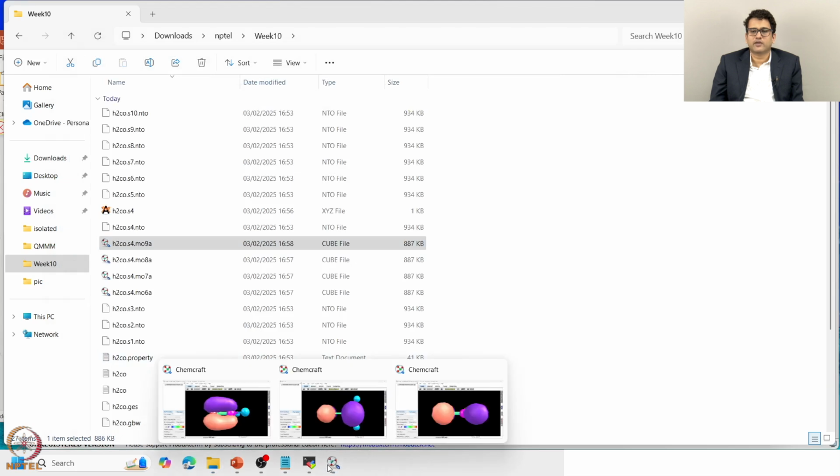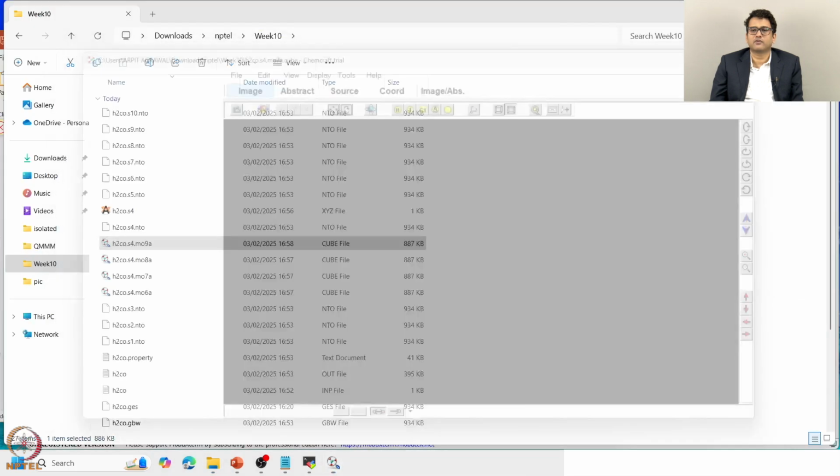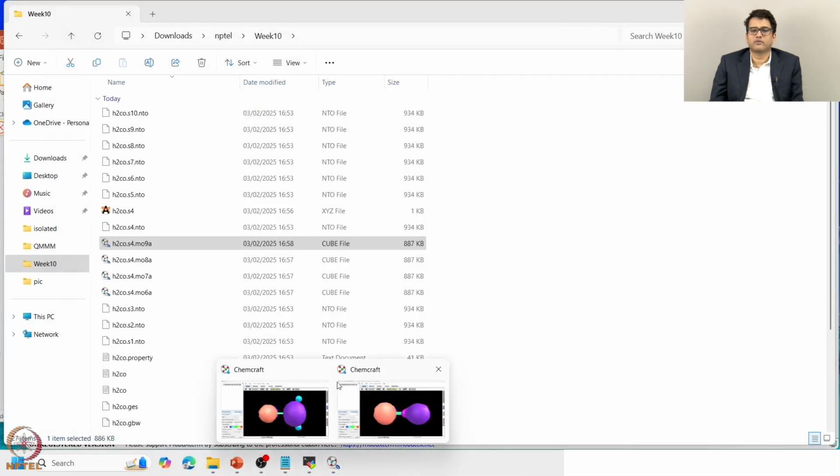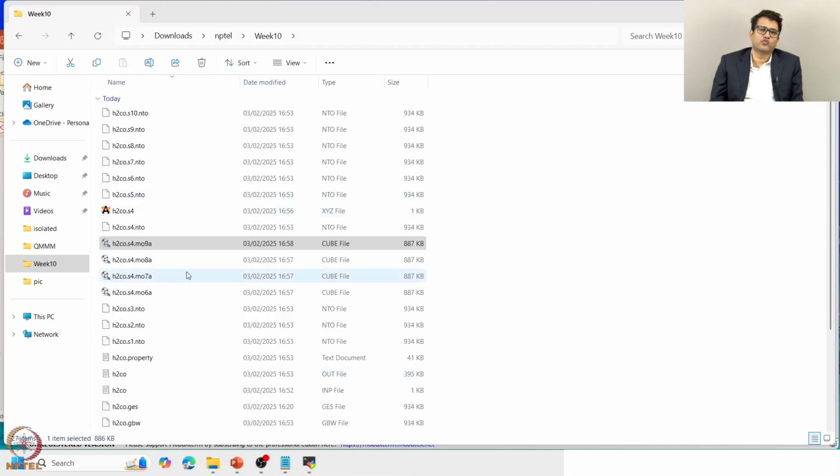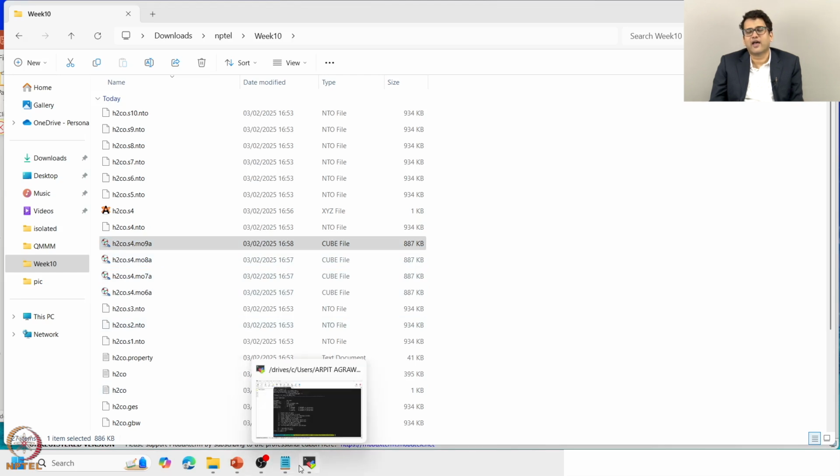Let me close all the ChemCrafts. So, we have done it for, and you can see that this is for S4 because all these cube files actually have the S4 index. So, this is for state 4. If I would have wanted to do it for any other state, I could have done it. You can also play if you like. It's sometimes very interesting to see which orbitals these excitations are happening from.